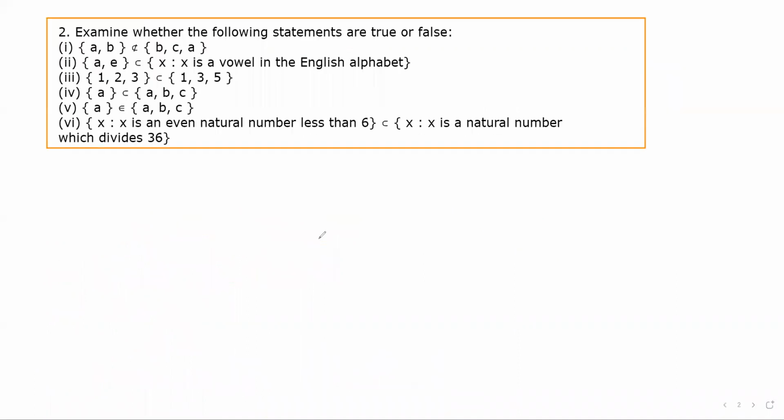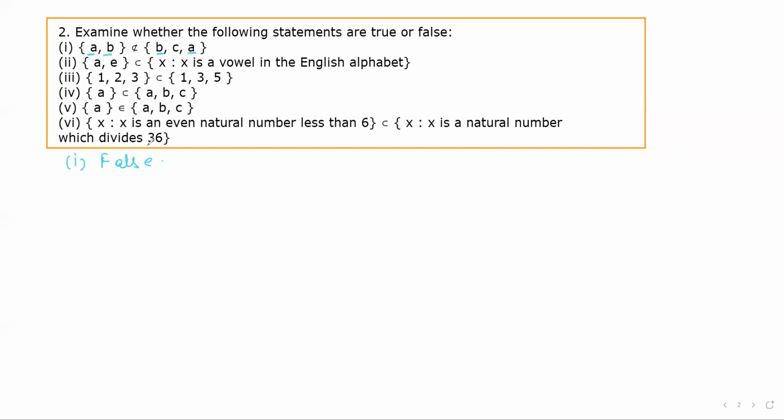Next question. Examine whether the following statements are true or false. First, {a, b} is not a subset of {b, c, a}. A is present on the left hand side and right hand side. B is present on the left hand side and right hand side. All the elements of the left hand side, which are two elements a and b, are present on the right hand side. So by logic, the set {a, b} is a subset of {b, a, c}, but it is given that it is not a subset. So the given statement is false.